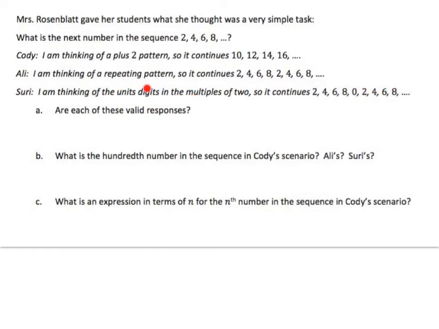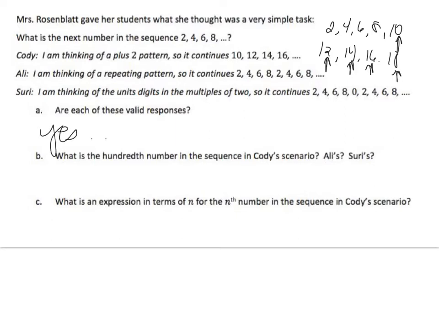What she means is the units digit, like, we're going to go 2, 4, 6, 8, 10, that's the units digit, 12, 14, 16, 18. So the units digit, just the digit in the ones space. Are each of these valid responses? Well, yes, they all work, right? Each one follows a pattern. So what is the 100th number in the sequence in Cody's scenario, in Allie's scenario, and in Surrey's scenario?